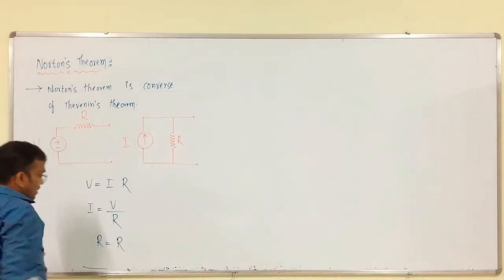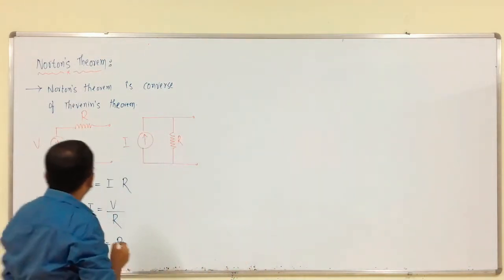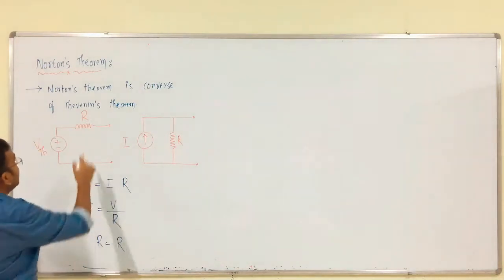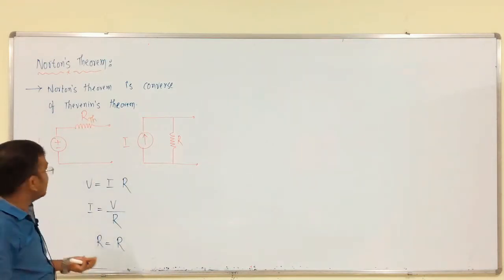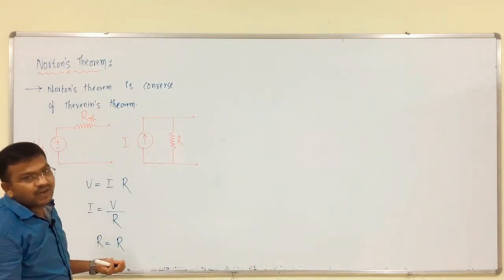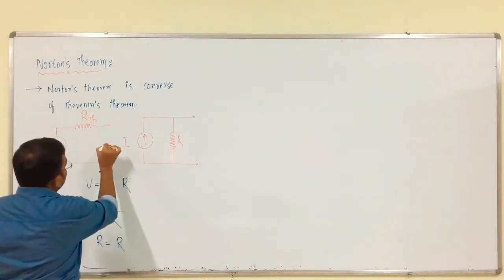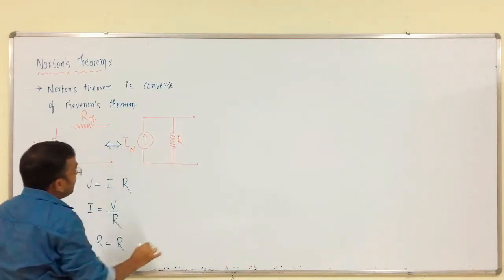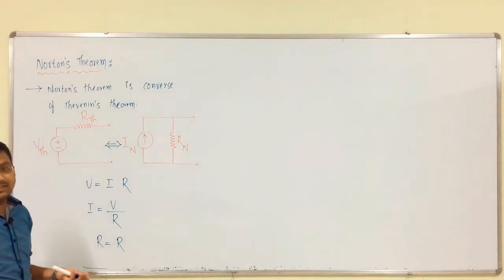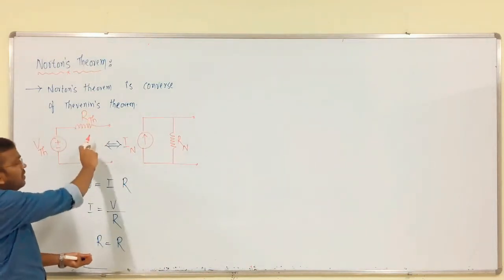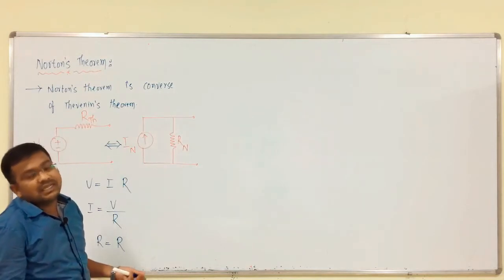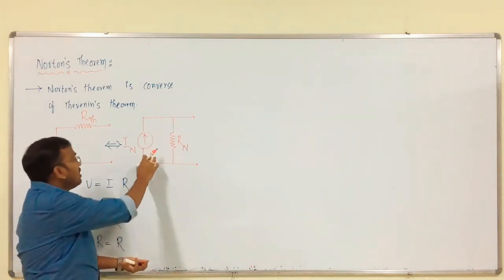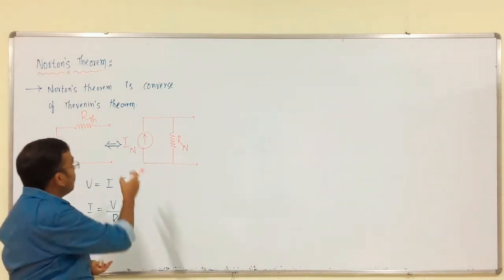So, Norton's theorem is converse of Thevenin's theorem, means if we have, for example, Thevenin's voltage in series with Thevenin's resistance, this is nothing but Thevenin's equivalent circuit, right. Then these two are mutually transferable. This is Norton's current, this is Norton's resistance. If you know the concept of Thevenin's equivalent circuit, obviously we will get the equivalent circuit of Norton's theorem. So, what is the statement of Norton's theorem?